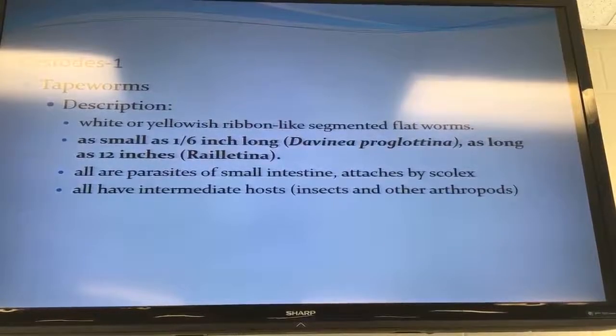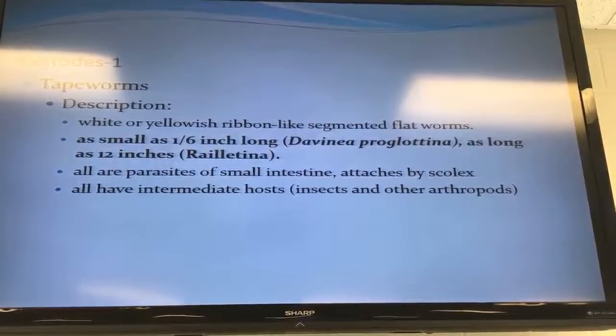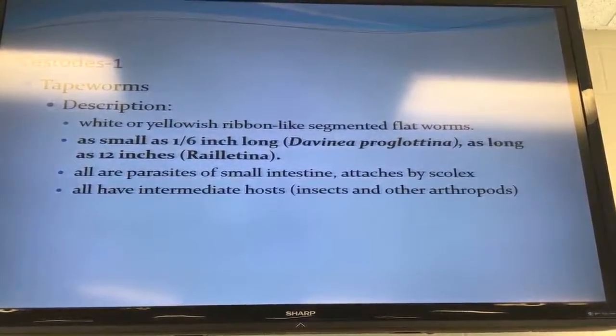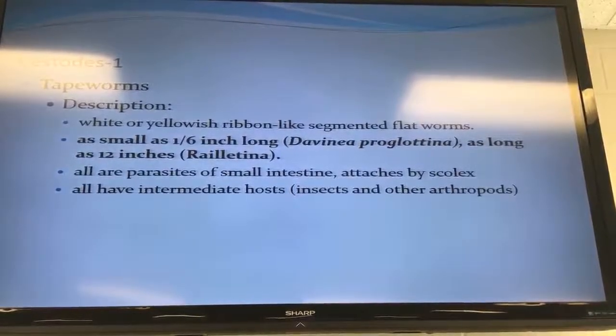I don't know if I have a picture of them here. If not, I'll show them to you the next time we come, Thursday. But the very short one comes first, Davainea, it's short, and Raillietina is long, 12 inches. Raillietina is the long one, about 12 inches long.